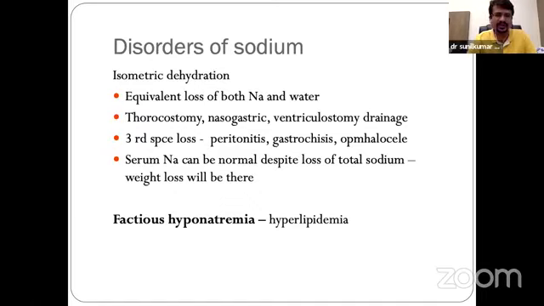Equal quantities of lost electrolytes and water need to be replaced. Then there is something called factitious hyponatremia or pseudohyponatremia, where the sodium may be normal, but because of other increased osmotically active particles like lipid, glucose, and mannitol, we will see a decreased measured sodium. That is called factitious hyponatremia or pseudohyponatremia.